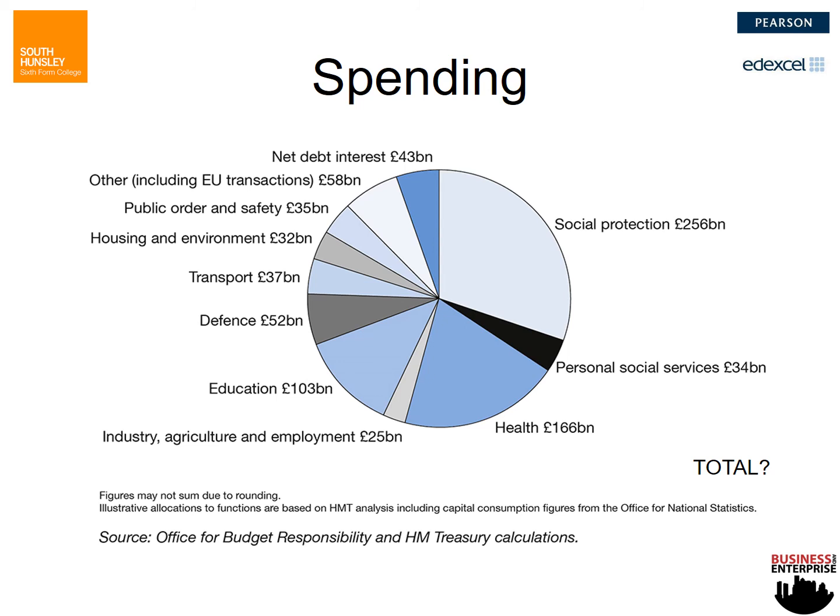Education is next on 103 billion, and I shan't read through all the rest of them. What I will say is defence at 52 billion is probably quite a bit smaller than most students tend to think if they had it on their list at all. And after that 52 billion and the other, which includes our EU transactions, which will suddenly shrink by quite a large amount, we have this net debt interest.